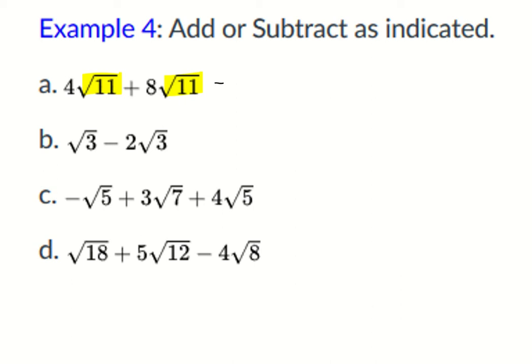So you can see it as 4 plus 8 this many times of square root of 11, which is 12 square root of 11. It's kind of like 4x plus 8x equals 12x, like how we combine like terms.